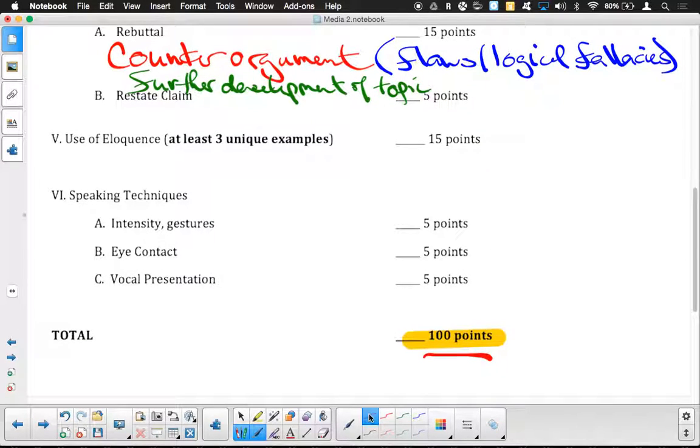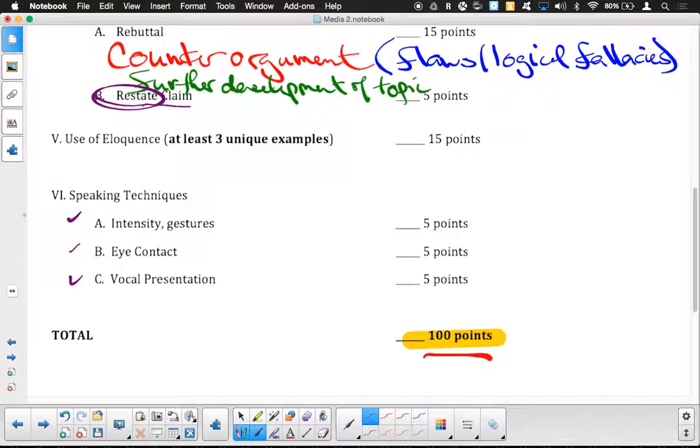And then, much like your introduction where you initially stated your claim, you want to make sure that you restate your claim. A couple other minor things here. Speaking techniques. I realize I skipped number 5, but I'll come back to it. Intensity, gestures, eye contact, vocal presentation. For the most part, people are pretty good with this stuff. The eye contact really shouldn't be much of a concern because you're not going to have a speech in front of you that you're reading line by line. You just have notes, so you're naturally going to talk to us.